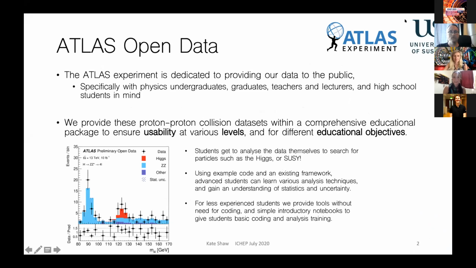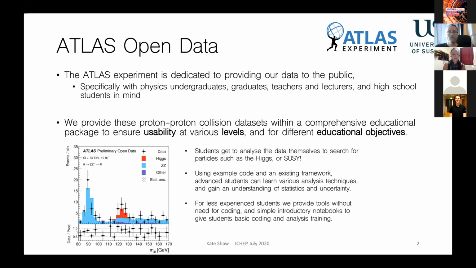Okay, so the Atlas experiment is dedicated to providing our data publicly. So what do we mean by publicly? Well, given the high level of what we do here, we've really had physics undergraduates, graduates and lecturers in mind to access our data and to be able to do plots and analysis. However, we also want the general public and high school students to be able to use our data as well. So we've been providing proton-proton collision data collected by our experiment, and we've really done this within a comprehensive educational package.